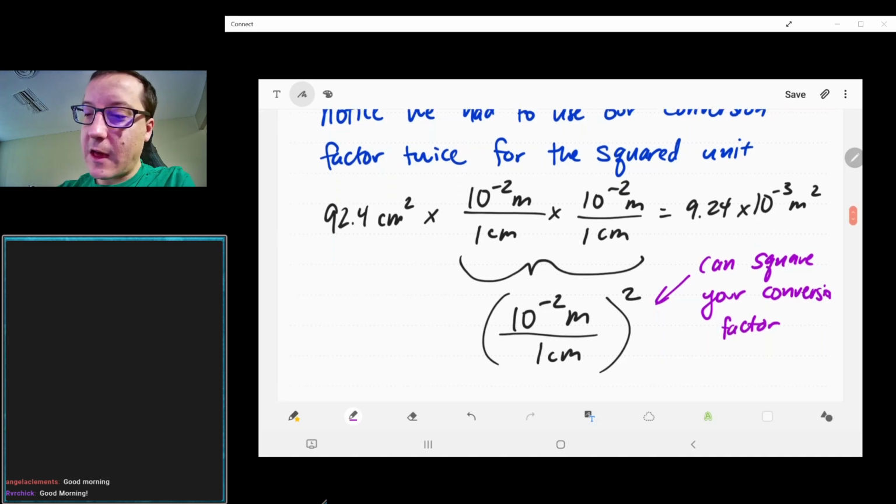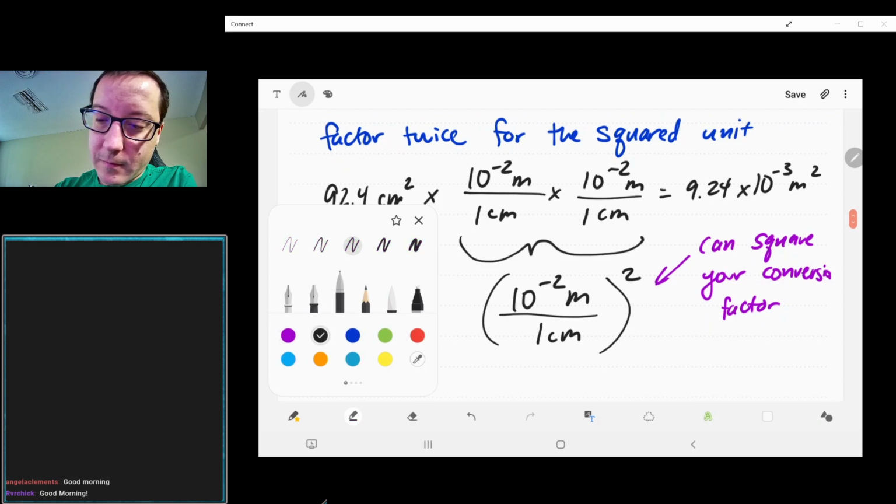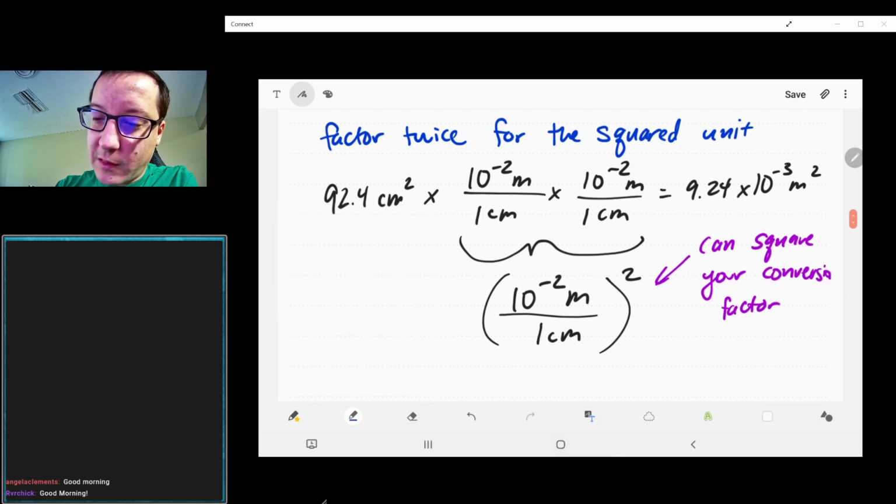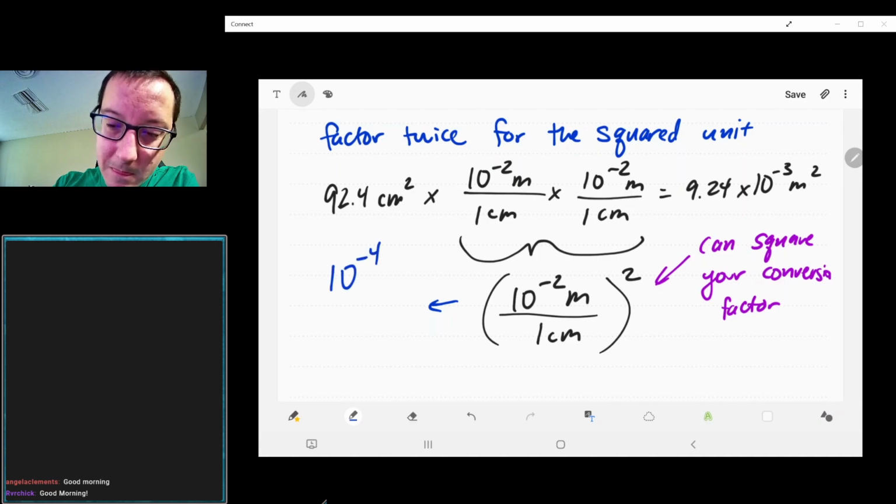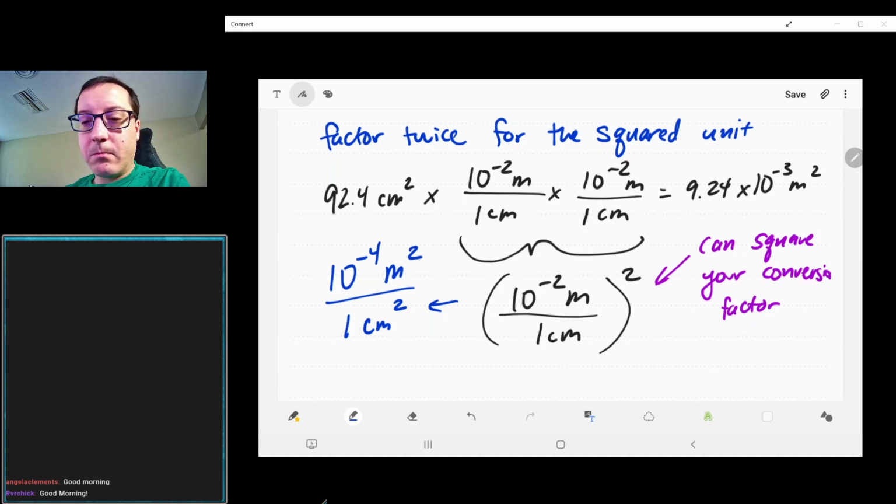And if we do that, I'm going to just have to go left here. That would be the same thing as writing it like this, right? If we were to square that conversion factor, we would see that there would be 10 to the minus 4 square meters for every 1 square centimeter. And so we can just use that as is directly.